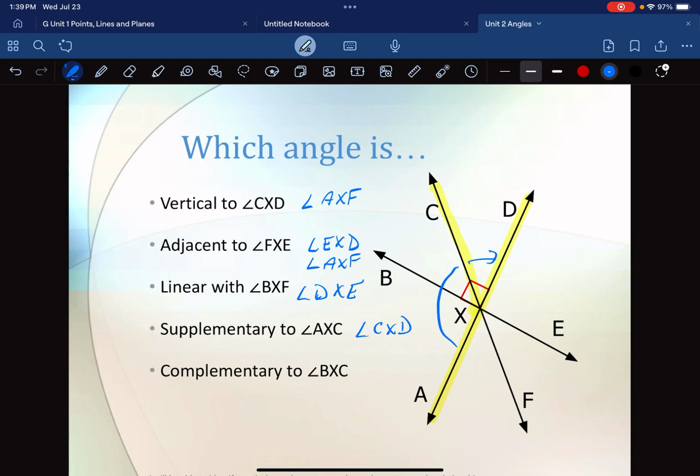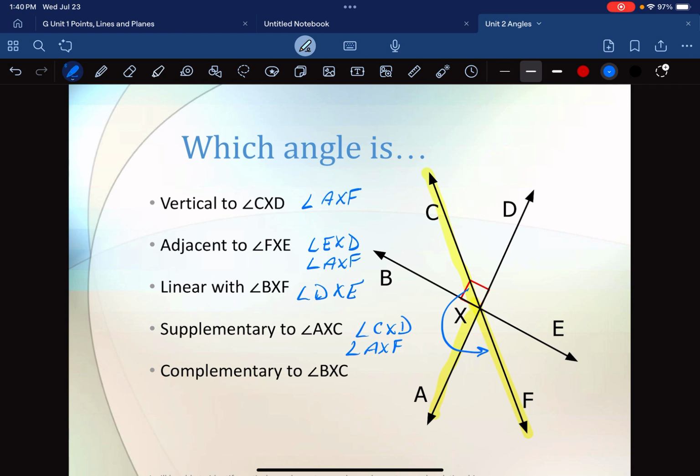Now, what if you went the other direction? What if instead of extending AX, you extended CX? So you went CXA and you extend CX. Well, now the partner for AXC is AXF instead. So it's this total angle here.